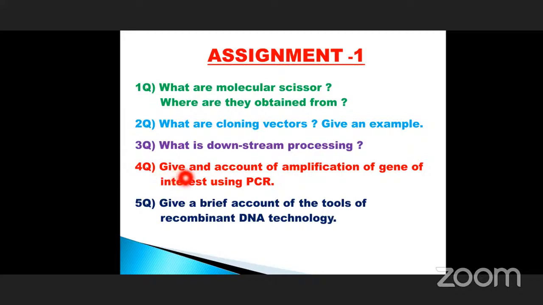Fourth question. Give an account of amplification of gene of interest using PCR. PCR stands for polymerase chain reaction. This polymerase chain reaction, with the help of ethidium bromide stain, and with the help of UV rays, the DNA multiplication takes place within a short period.